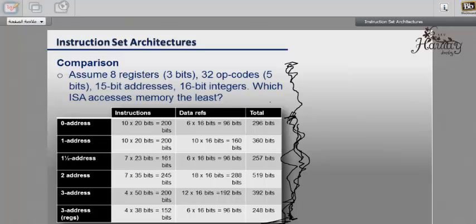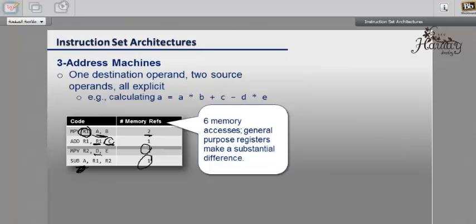Any question regarding the 3 address machine? Or any question regarding today's lecture? Any question? Do you understand? Are you sure? Okay, I'm surprised and I'm very happy. Okay, we have one question. Yeah, go on.